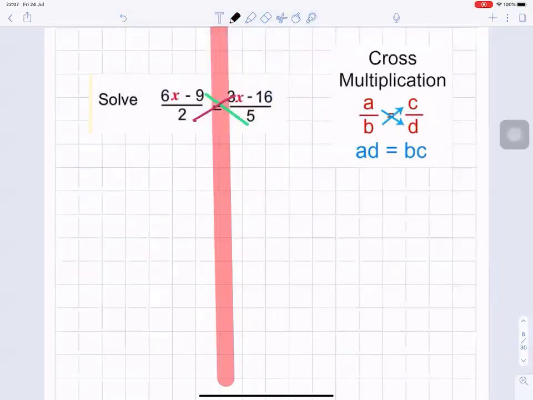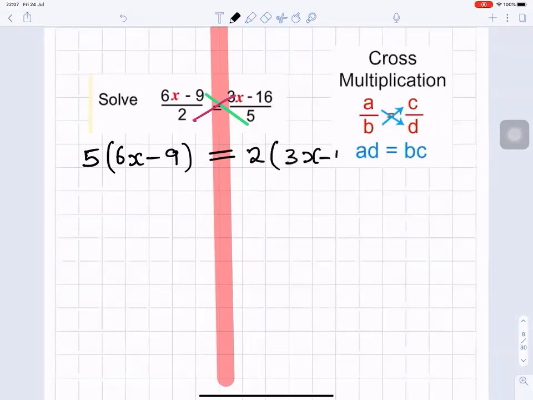So I'll start by doing 5 goes to the right, so it will be 5 times 6x minus 9 is equal to 2 times 3x minus 16. So I cross multiply. And now, after you cross multiply, it's in a linear form. What you can do now is the technique to remove the bracket. So cross multiply, remove the bracket.